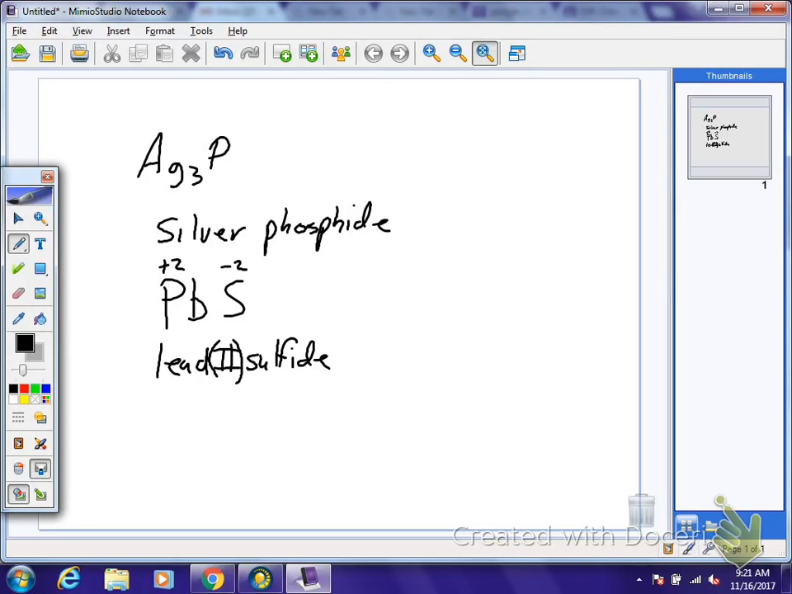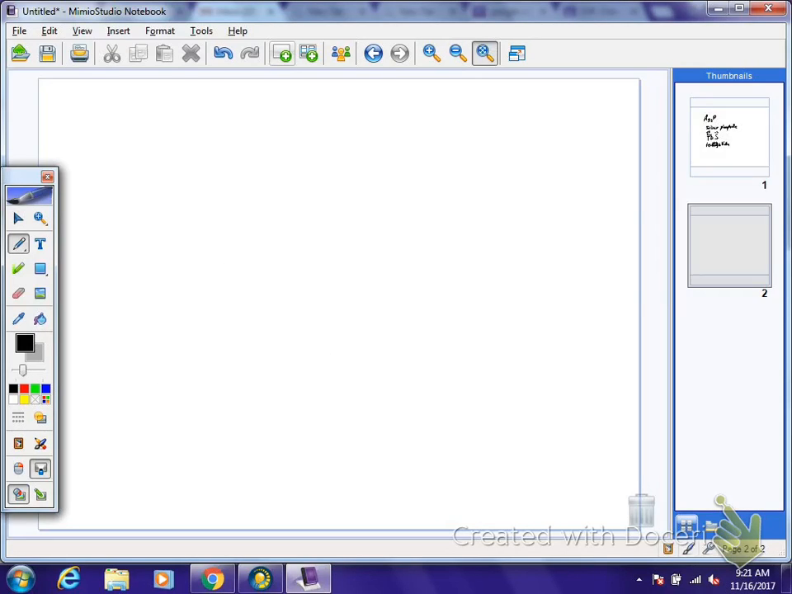it is. Lead 2, lead 4. Okay, lead 2. You've got to decide which one it is based upon the charges. It's kind of like algebra where you have to solve for x. But these are really easy because you've got 2 choices, sometimes 3 choices that you have to choose between.